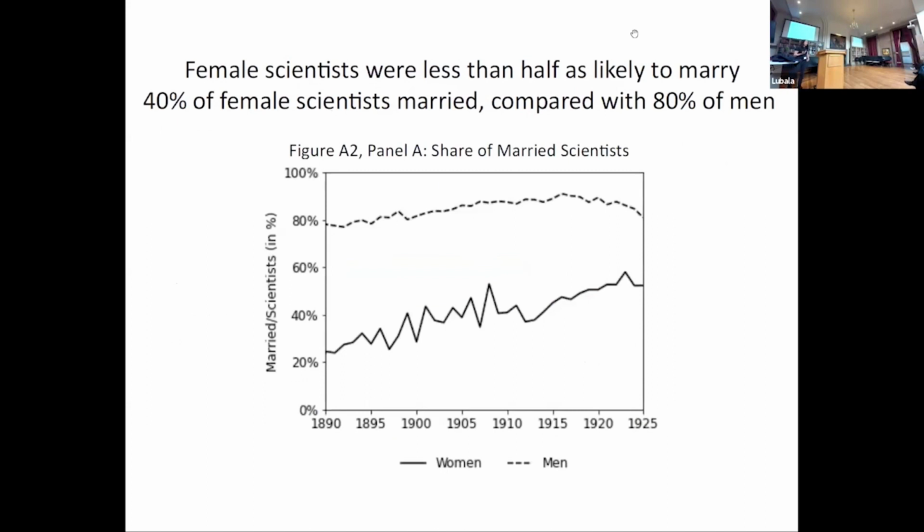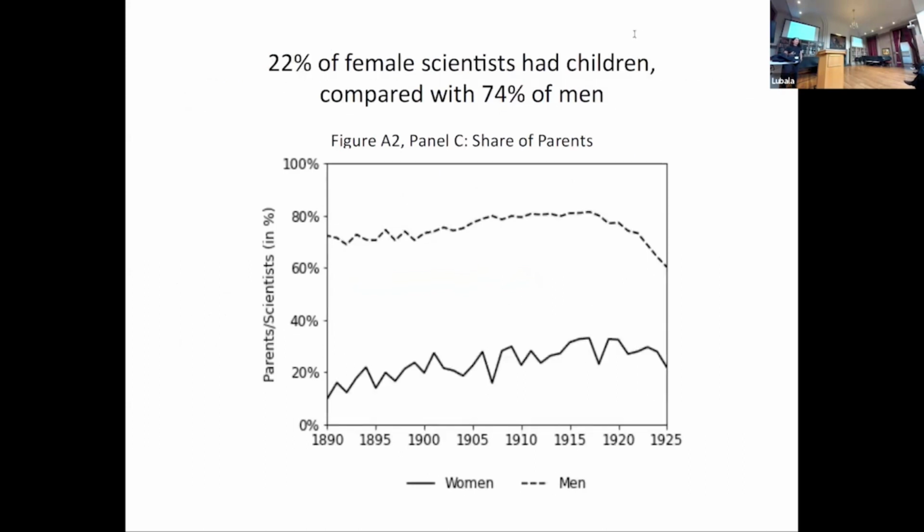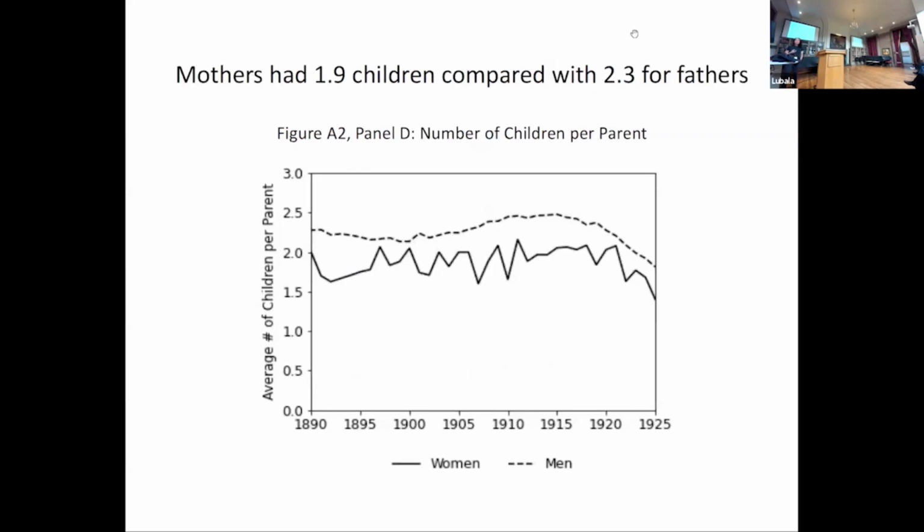Then mothers respond to this by just not marrying. Female scientists were less than half as likely to marry: 40% of female scientists married compared with 80% of men. And they also don't have kids. 22% of female scientists had children compared with 74% of men. But conditional on having a kid, they have almost as many kids as men.